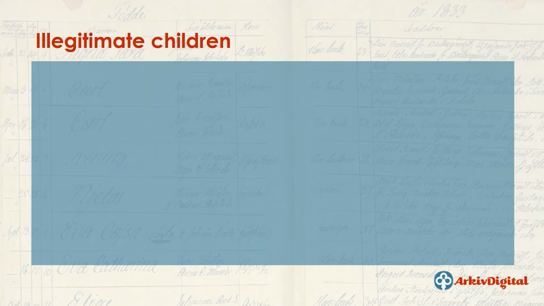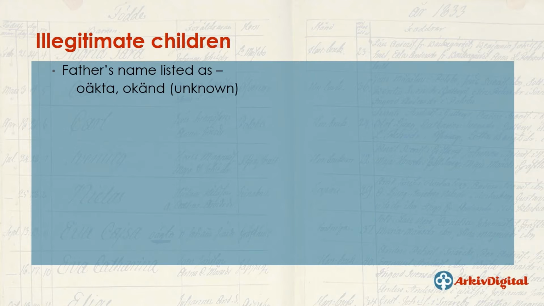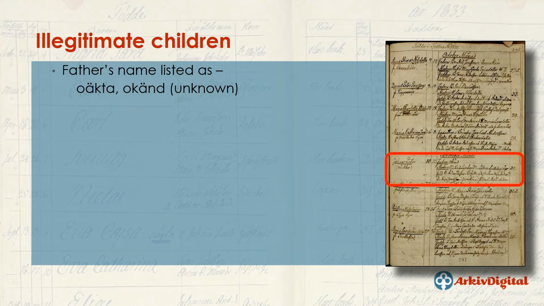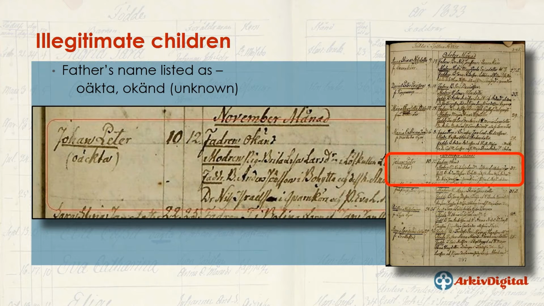Illegitimate children are a potential problem, and I myself have run into a brick wall because of an illegitimate child. What they did was the father's name was listed on the birth records, Okta or Okend, and we'll take a look at a record here. It's actually my 3 times great-grandfather, and we'll get in a little bit closer, and you'll notice that Johann Peter was listed as unknown as a surname. His father was listed as unknown, but they gave his mother's name.